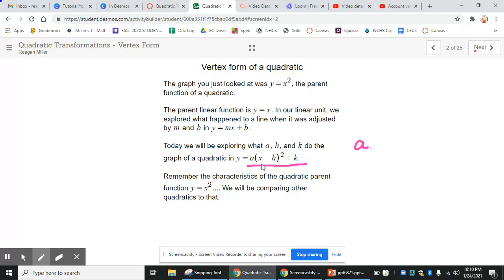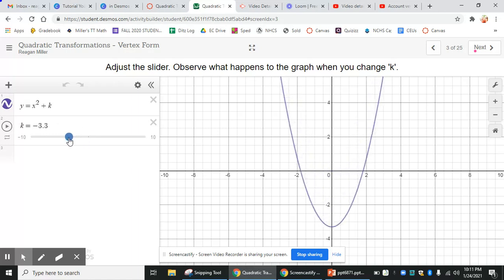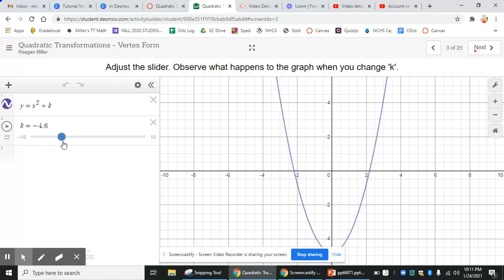So in this activity, we're going to find out what does A do, what does H do, and what does K do when we change those numbers in the quadratic equation, or the function, that you're given. You'll use this slider right here to change K. If I move it to the left, the vertex moves which direction? It moves down. It becomes more negative. If I move it to the right, past 0, it moves up.